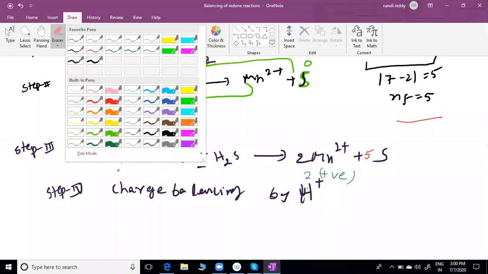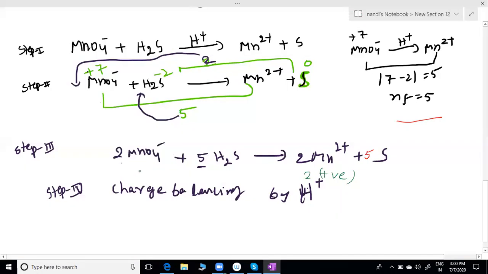And this is 2 negative and this is 2 positive. We only have the chance of adding H plus, then you have to balance. I can't make the right side negative charge, okay? But I can make the left side positive by adding H plus ions. 2 negative should become 2 positive, means how many H plus ions you need to add?